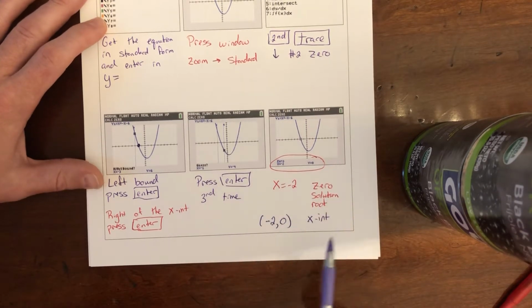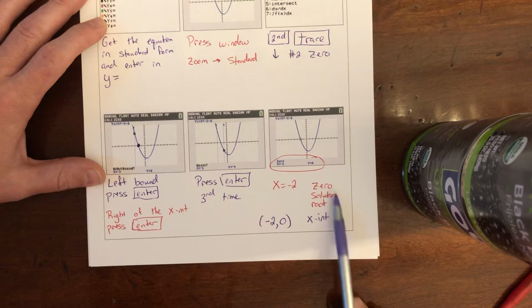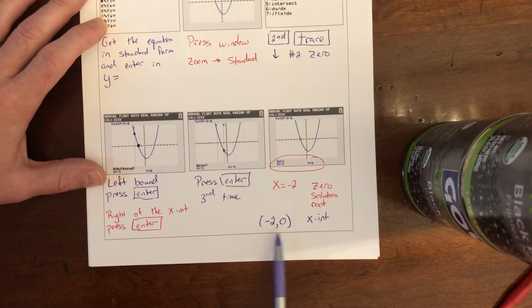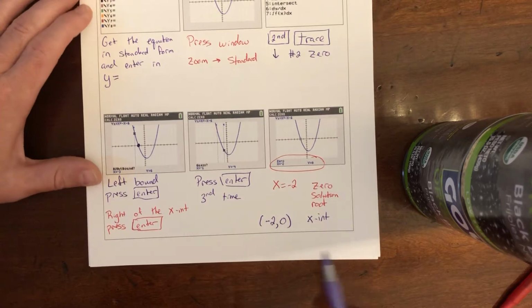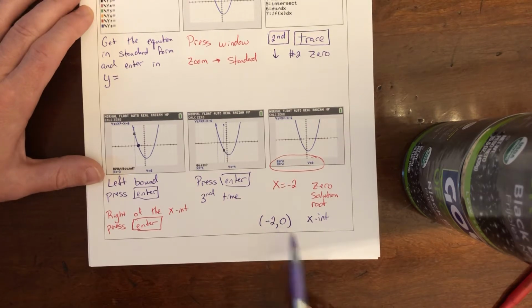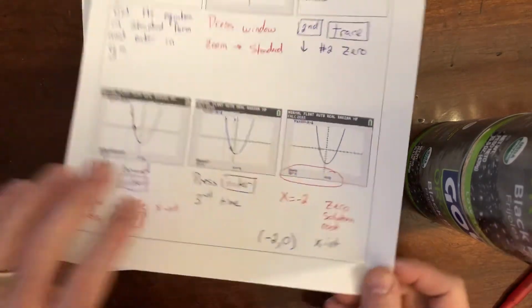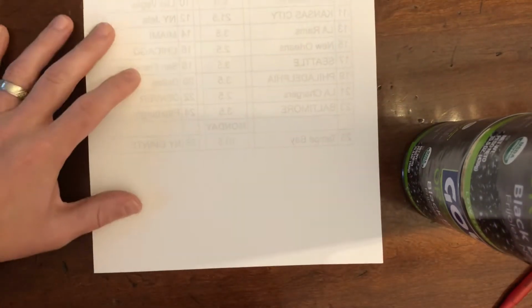So understand the difference here. Solutions, root, or zero is going to be x equals. If it's an x-intercept, it's going to be written as an x-intercept point, which is the number, comma 0. So that's how we would graph it using our graphing calculator.